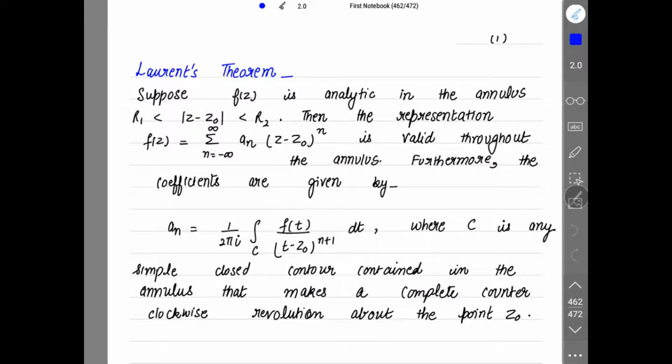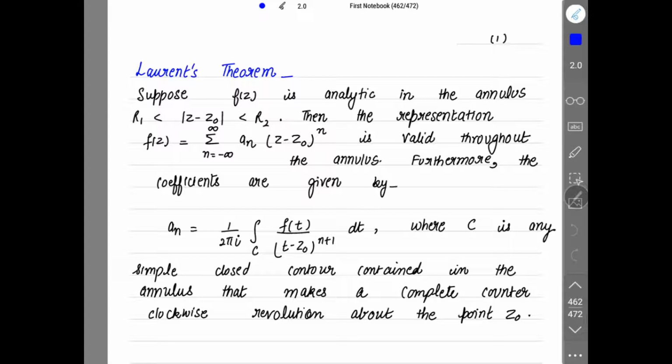Now we are going to start Laurent's theorem. What the theorem says is, suppose f(z) is analytic in the annulus r1 less than |z minus z0| less than r2. This is your annulus between r1 and r2, right? Then the representation f(z) is equal to summation n going from minus infinity to infinity a_n (z minus z0) to the power n, and it is valid throughout the annulus.